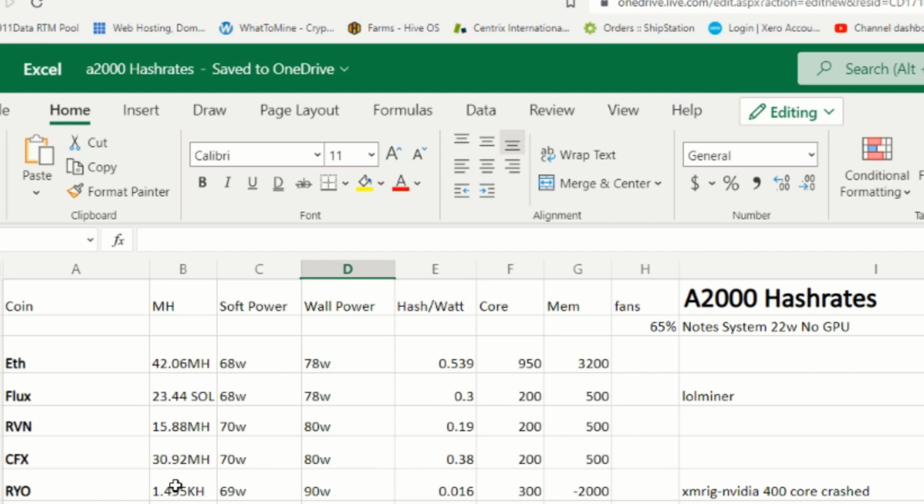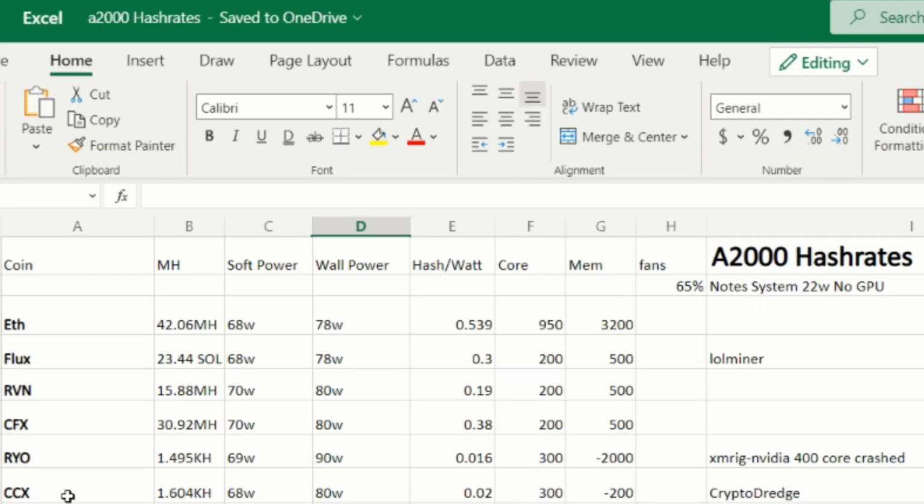Ryo. So I did hit 1.495 kilohash, 69 watts in the software. Wall power was 90 watts, so we're using a bit more power than these other coins here. Hash to watt ratio is 0.016, 300 on the core and minus 2000 on the memory. Now I did have to use XMRig NVIDIA. I did try 400 core, but it crashed. I couldn't get any higher. So XMRig NVIDIA was needed and not XMR-Stak, which is used on most of the GPUs out there.